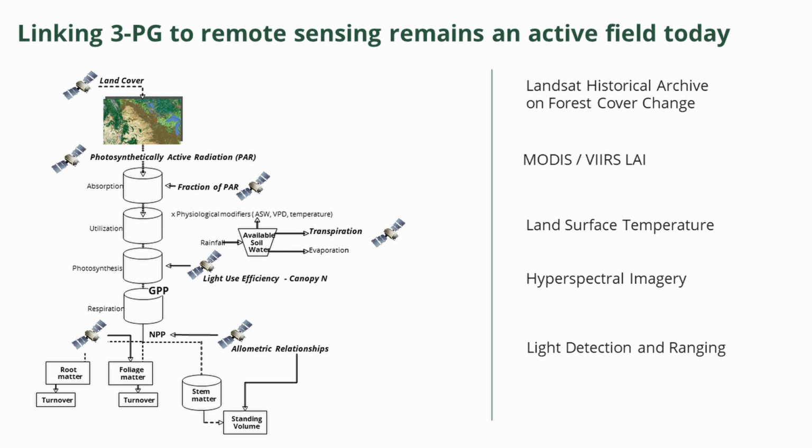MODIS provides leaf area index. We now have calibrated fine-scale long-term estimates of land surface temperature, which are resulting in evapotranspiration layers now being produced from satellite imagery. These can also be readily plugged into the 3PG model to see the water dynamics. We're starting to see more hyperspectral satellite-based imagery available, which is allowing us to directly predict attributes like canopy nitrogen, as well as light use efficiency, which can plug into the 3PG model to allow us to scale the growth depending on the productivity.